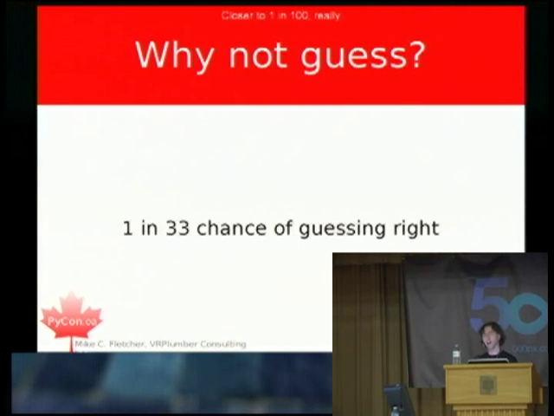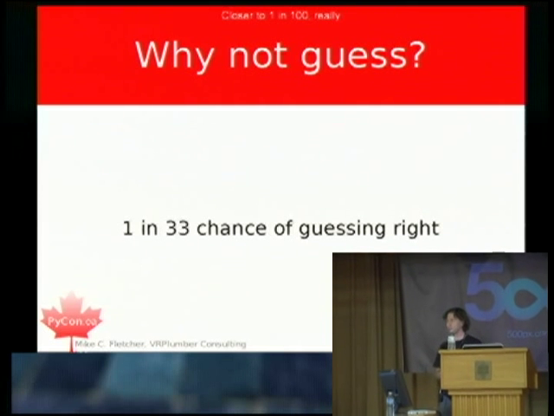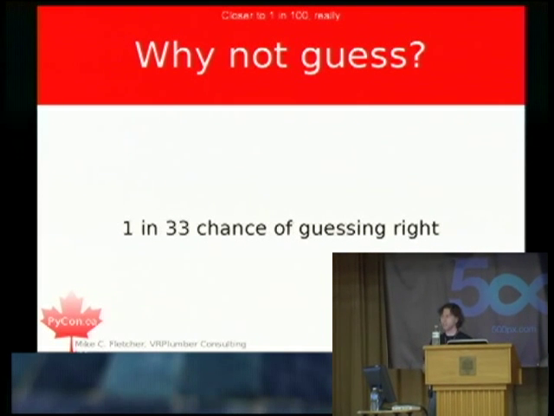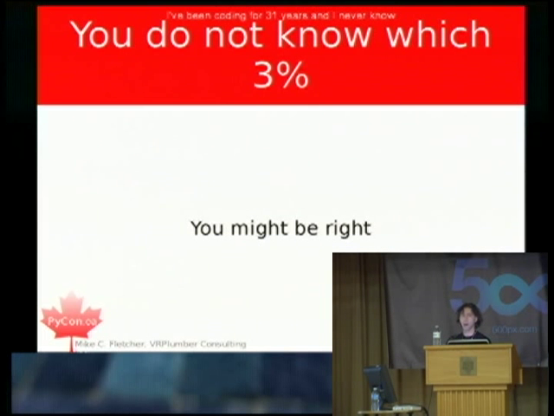And you might think, well, I really understand my code. Why don't I just say, well, obviously the problem's going to be in that particular algorithm that I know is going to be slow. The problem is, you really likely do not know which 3% it is. I've been coding for 31 years now, and I do not know what the problems are in my code most of the time. And you could be right. You could actually guess right, and many times you will.